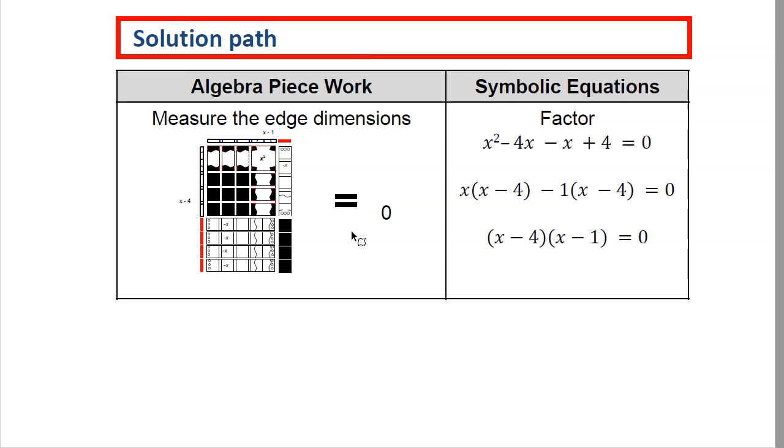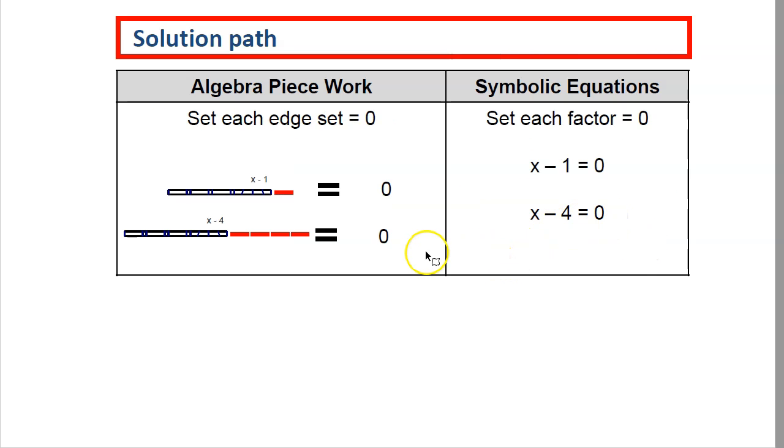Now for our algebra piecework, we'll measure the edge dimensions, which is x minus 1 across the top and x minus 4 down the side. In our symbolic work, we'll factor our equation. Here we've used factoring by grouping, and we factored out an x out of x squared minus 4x and a negative 1 out of negative x plus 4. So our factoring is quantity x minus 4 times quantity x minus 1, and this is all equal to 0.